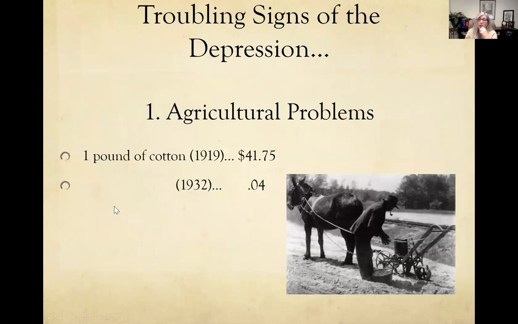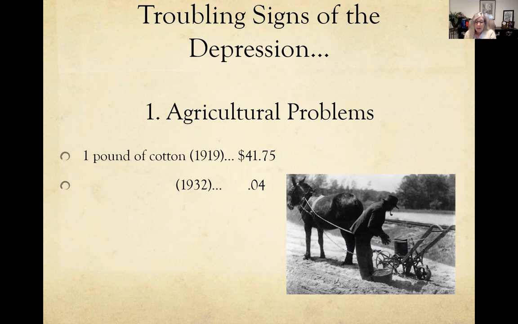All right, so we said that there were some underlying signs of trouble economically that were going largely unaddressed. One of those was in agriculture. So look at the dramatic drop of prices of farm products during the 1920s, where everyone else is living large, farmers are struggling. So we've got a pound of cotton that used to sell for $41 a pound. Now it's only selling for 4 cents a pound.